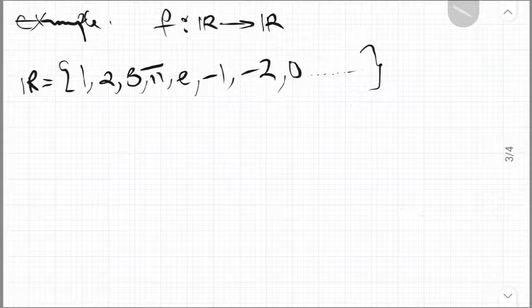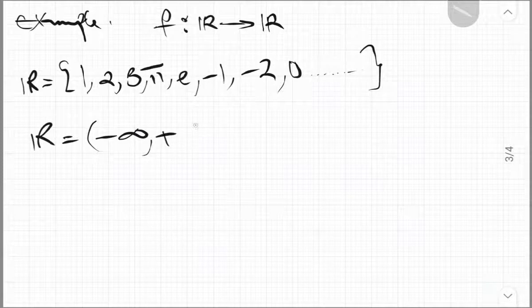So the real numbers contain elements that range from negative infinity to positive infinity. All right, so we're going to consider a function, rather we're actually restricting it to a function that takes in elements from the real numbers and outputs another element which is also in the real numbers, the set containing real numbers.